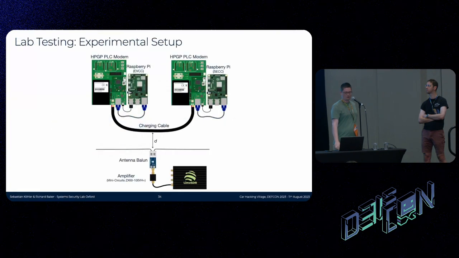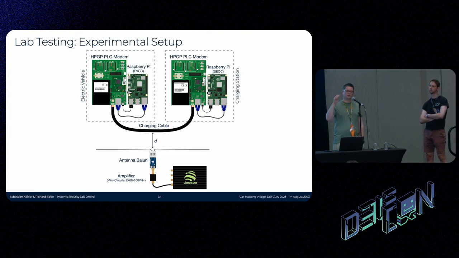So when we found this vulnerability, we initially tested it in our lab. We got these development boards. These boards have exactly the same Qualcomm chip as you can find in charging stations. It's a QCA7000. We connected one to a Raspberry Pi, and this was our electric vehicle, and then the other one was our charging station. The Raspberry Pi was just providing some traffic so we can measure packet loss and examine the quality of the channel.